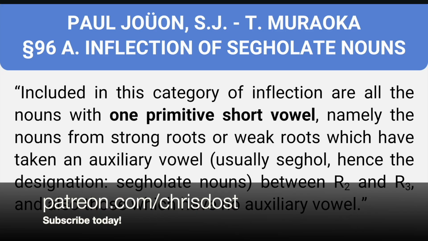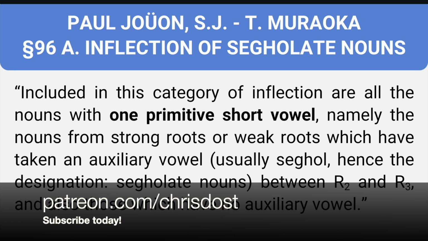Before we start analyzing Segholate forms, we first need to clarify what we mean by the term Segholate. So I'd like to look at the morphological Hebrew grammar. In section 96, which deals with the inflection of Segholate nouns, it says this: included in this category of inflection are all the nouns with one primitive short vowel. That's really the key thing.